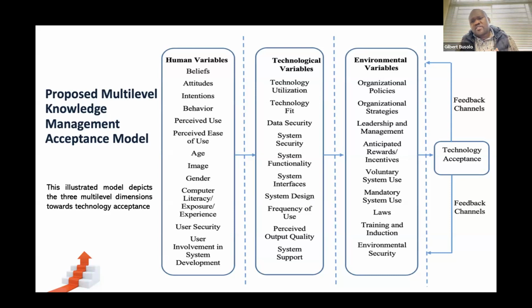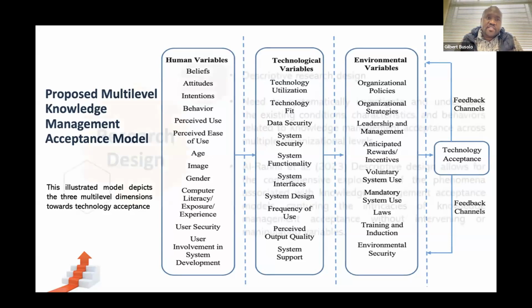There are some of the rewards, incentives, ease of use, things like that, that come in when you're looking at how this system will benefit the user. We have the mandatory and the voluntary system use. We have some of the laws that are there. Do they prohibit? Do they support? We have training and induction, the training, capacity building, tooling, retooling, rekitting, things like that, and also the security that is there even in that environment. And all this is connected through feedback channels and makes up the multi-level knowledge management acceptance model.